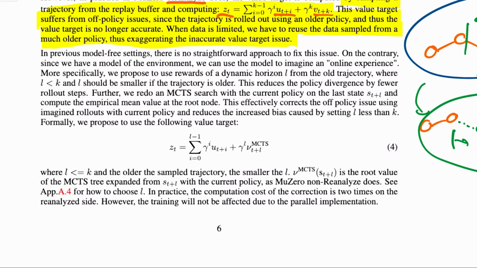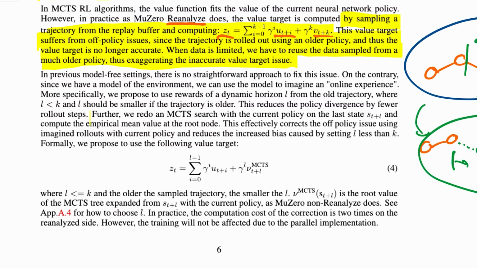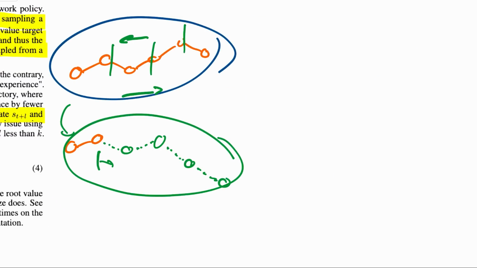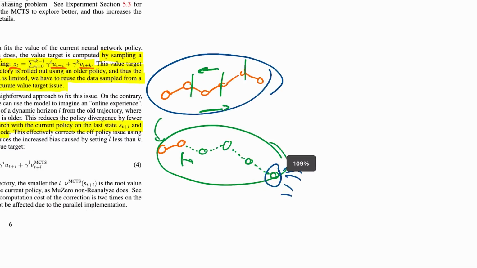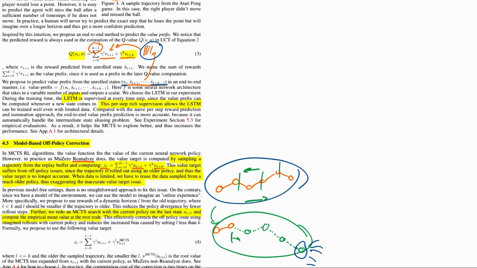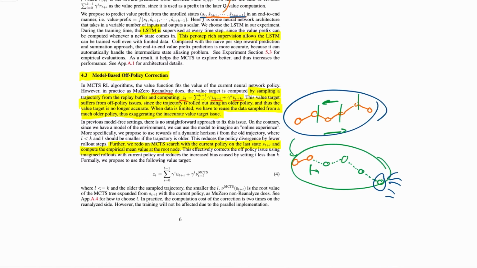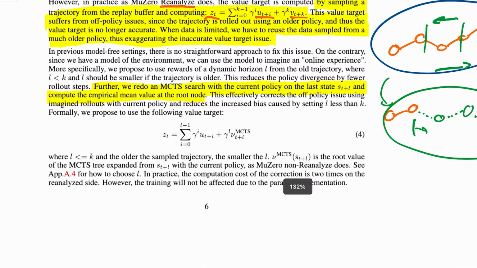All right, so I think that's it. We redo an MCTS search with the current policy on the last state and compute the empirical mean value at the root. Oh yeah, so at the last node right here, they redo an MCTS search in order to get a really good target value there with the current policy.